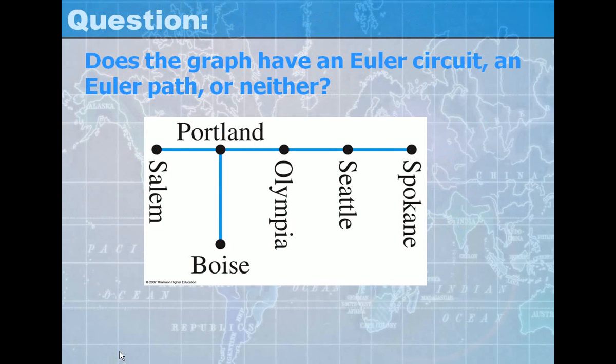So we want to know if this has an Euler circuit, an Euler path, or neither. So Salem, the degree is 1, Portland is 3, Boise is 1, Olympia is 2, Seattle is 2, Spokane is 1. So looking at this, does it have all evens? No. So it can't have an Euler circuit. You can't cover each edge exactly once and start and stop in the same place. Does it have an Euler path? Well, I have 1, 2, 3, 4 odds. Euler path says I need exactly 2 odds, so it doesn't have an Euler path. It has neither.